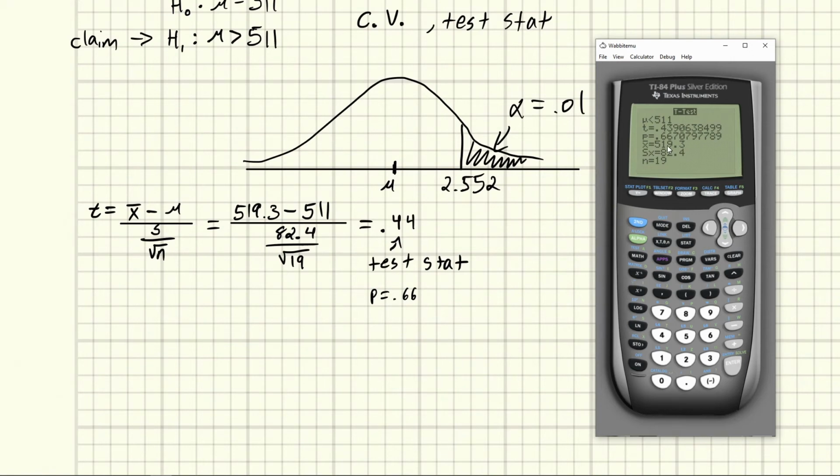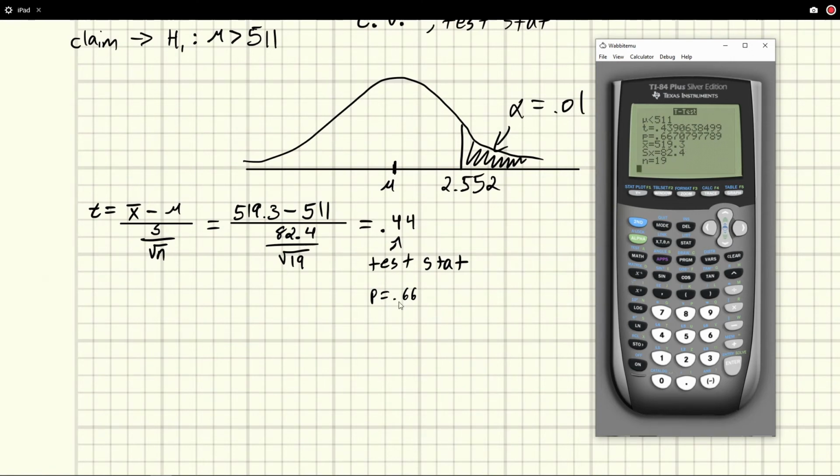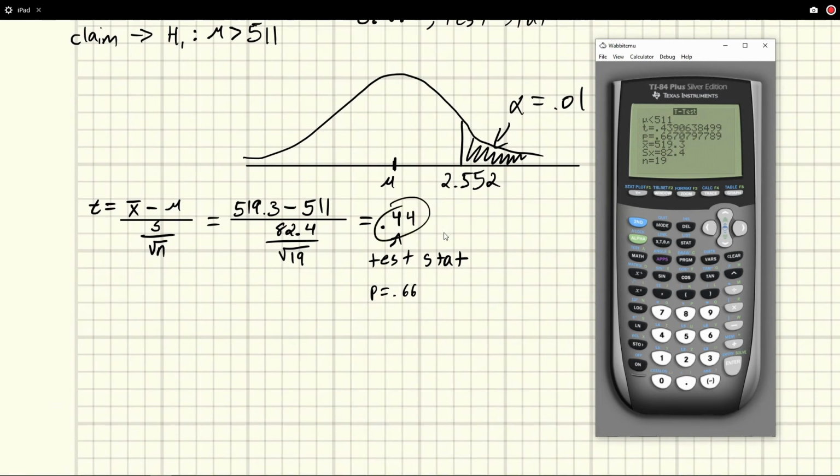And then we've got 519.3 and all our data and goodness. But this is what we need. So now we can make our conclusion. First, let's go ahead and graph the test value. Let's do it using the test value first. So 0.44 is going to be right here. And so we are well within the white region. We are not in the dark territory.